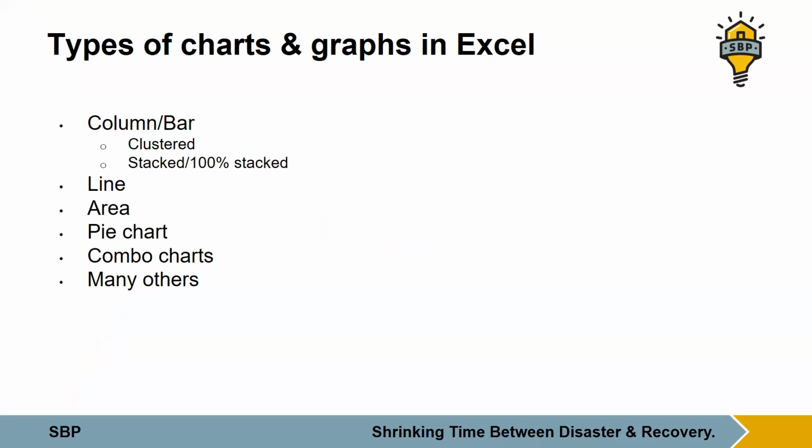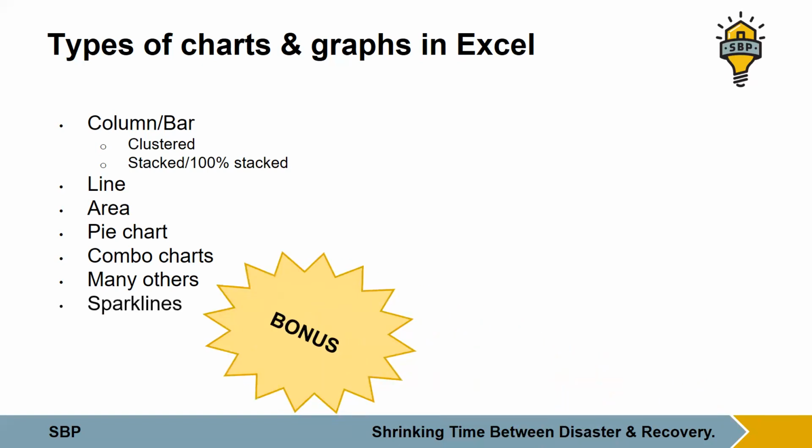They can be clustered, which is two bars next to each other. They can be stacked, which would show values within one bar, and they can be 100% stacked, which uses percent instead of value to meet the maximum area of the bar. There's line graphs, area graphs, pie charts, combo charts, and a bunch of others. There's also sparklines, which are not listed in the charts part of the program, and I'm going to show you where those are and talk about them a little bit. But first, I want to look at the types of graphs.